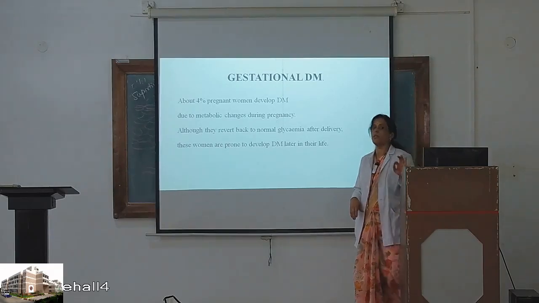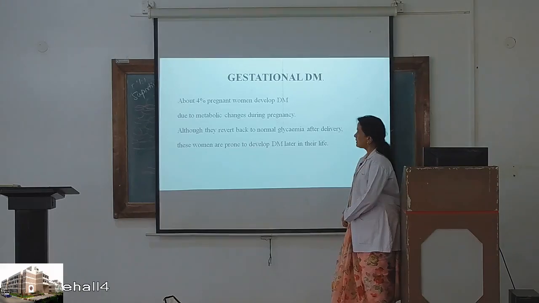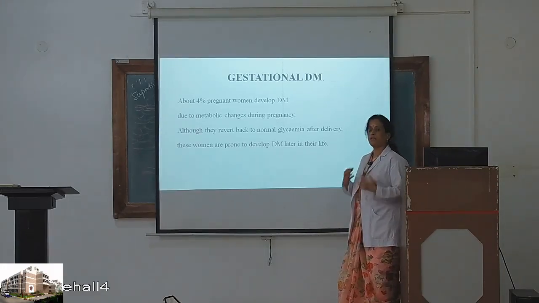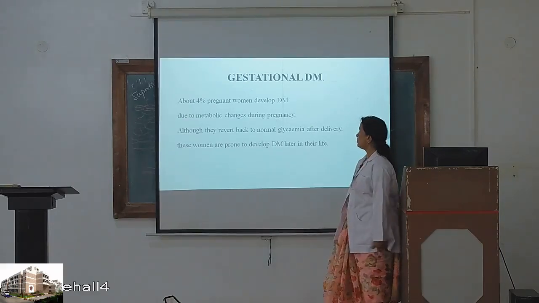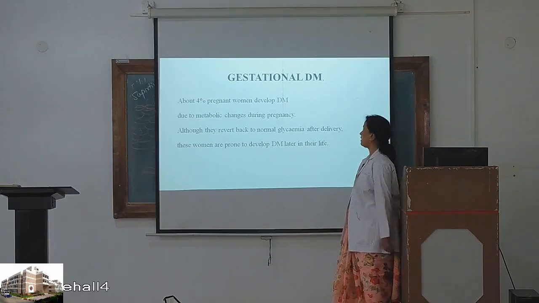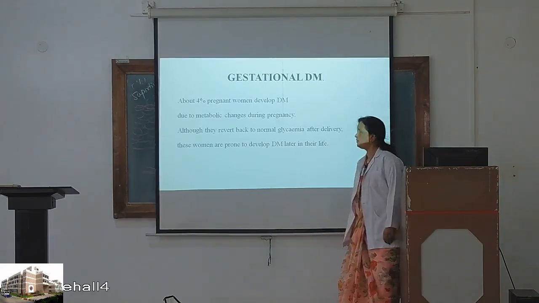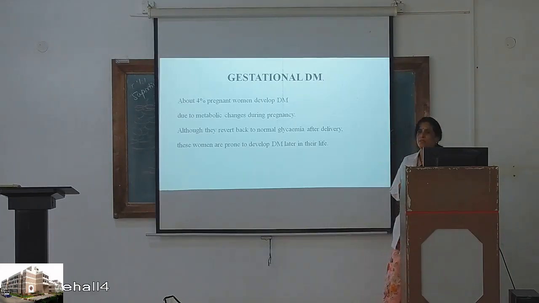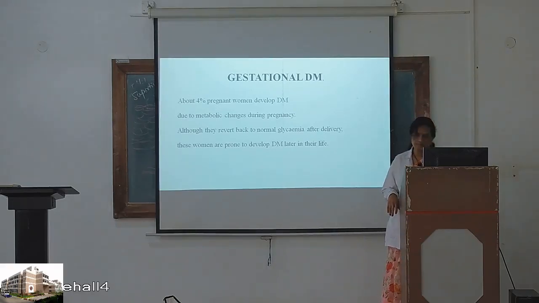So gestational diabetes mellitus. So 4% of pregnant women develop diabetes mellitus. So this is due to metabolic changes during pregnancy. That's why in pregnancy, regularly blood glucose level or urine glucose level, glucose estimation or detection is done. And they revert back to normal glycemia after delivery. But only thing is, we say these women have a risk. That is, they're prone to develop diabetes mellitus later in their life.